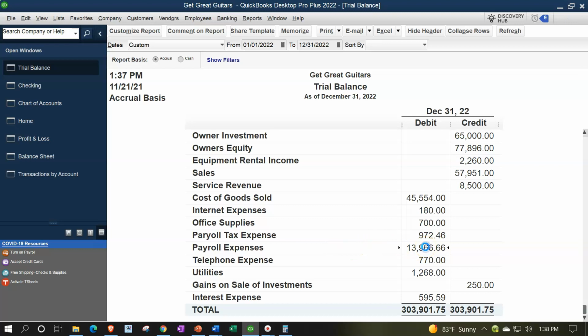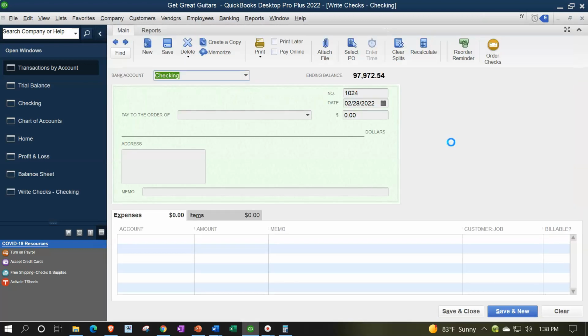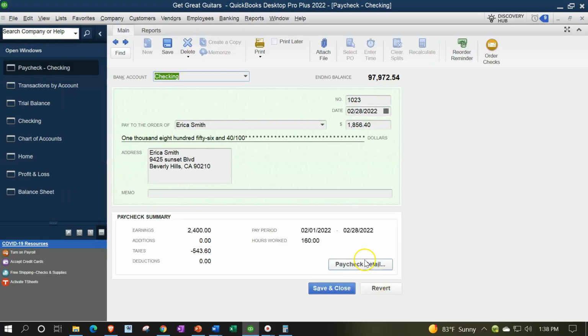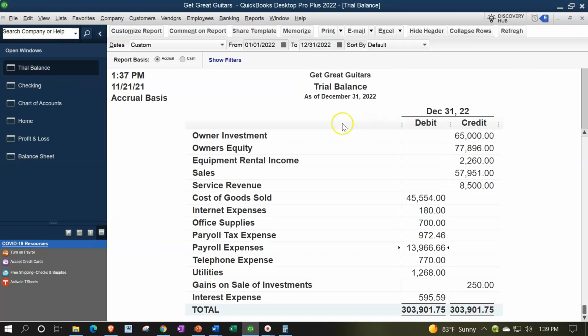Double click on the payroll expenses. And we've got the paycheck down here for Erica and Adam. Let's take a look at Erica's this time. And if I check that one off, that's for the total earnings. You can see, not the net check. The difference between those two, closing this out and that out, went up top to the balance sheet accounts.